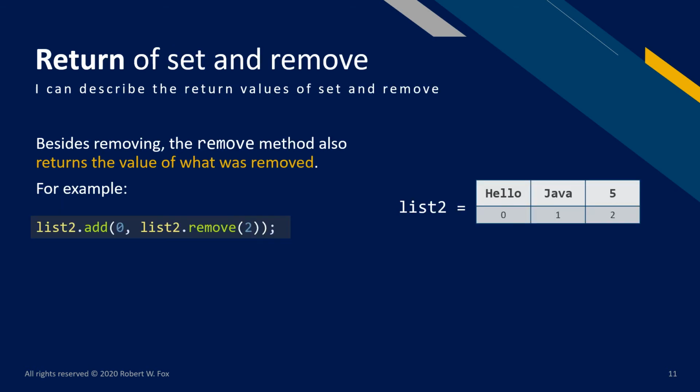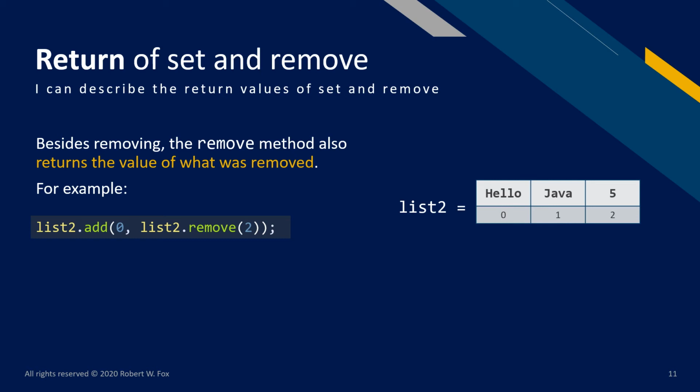Let's shift gears one last time and talk again about the set and remove methods. Now, we looked at these in a previous lesson, but one thing I didn't tell you is that they return values. And so we want to get a handle on what that means and how we can use it. And we'll start with the remove method. It turns out that besides removing, the remove method also returns the value of what was removed.